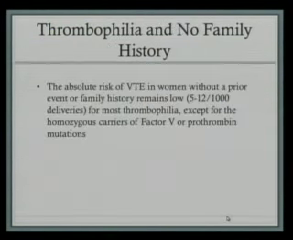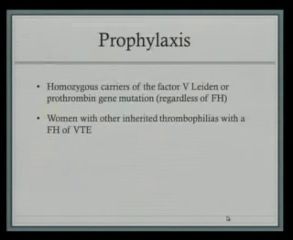So what they concluded was that the absolute risk for blood clots in women without a prior clot or family history remains low. It's the baseline risk that everyone has, except it's a little bit elevated, except for those with homozygous factor V or prothrombin mutations. So prophylaxis is only indicated if you are homozygous for factor V or prothrombin, regardless of whether they have a family history or not. For the other inherited thrombophilias, with the family history, that's when you would want to prophylax them.